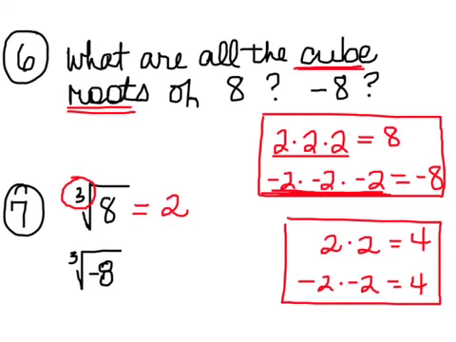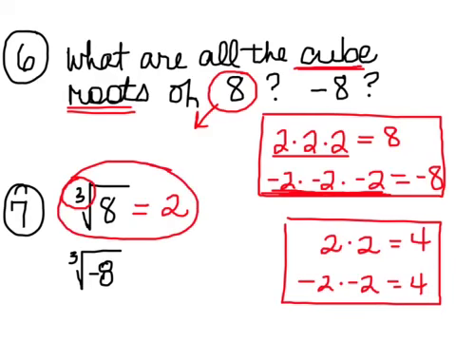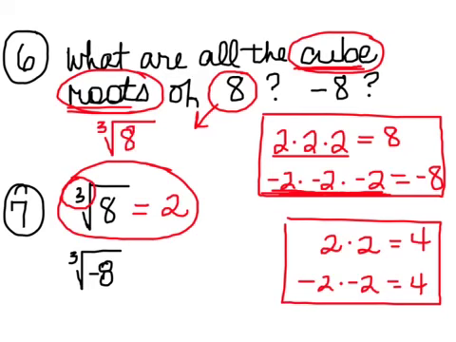So because of that, when they say what are all the cube roots of 8, the only cube root of 8 is positive 2. And so it wouldn't matter if they wrote it in words and we wrote the radical symbol in there, or if the radical symbol was already in there, the answer is going to be 2 either way.